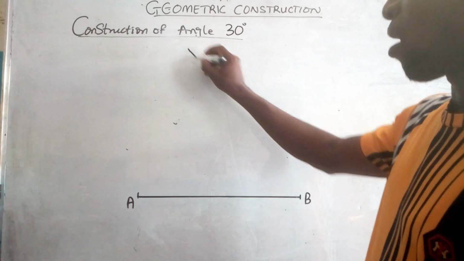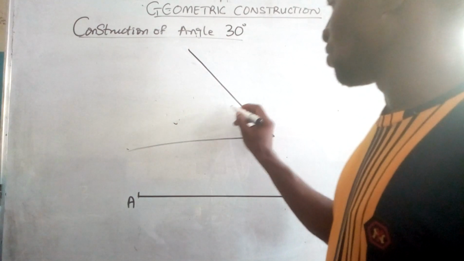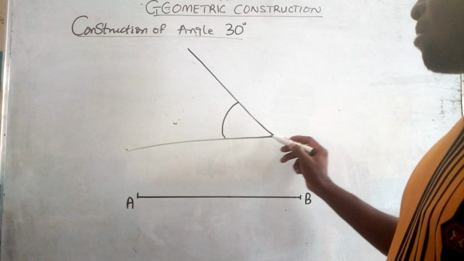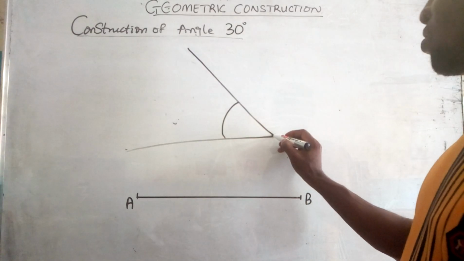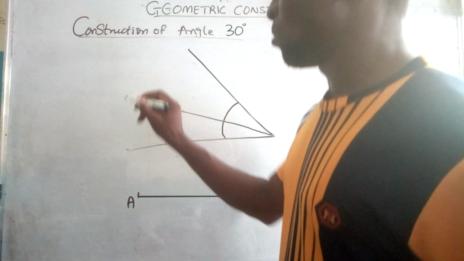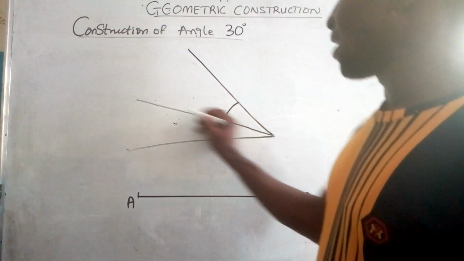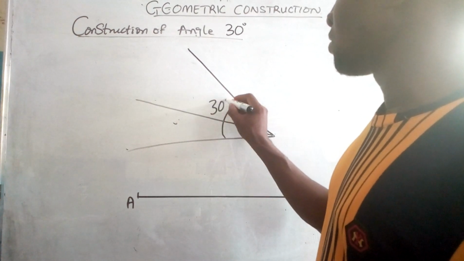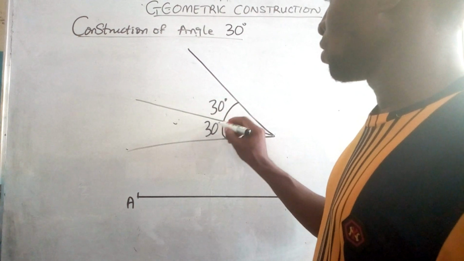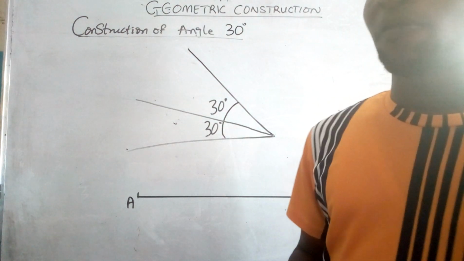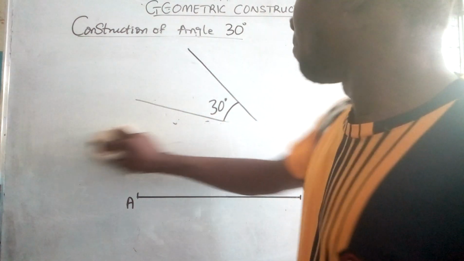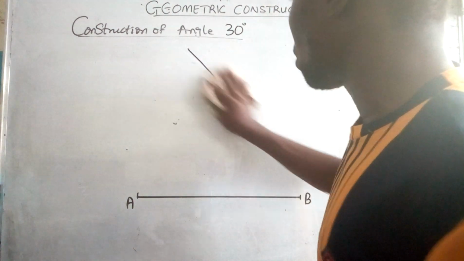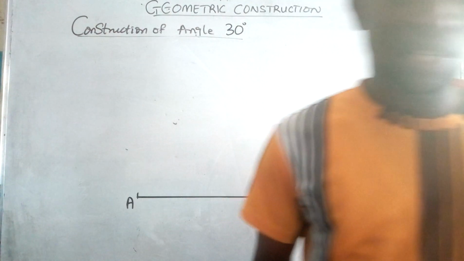For example, you have this as angle 60 degree. To obtain angle 30 degree means to divide this angle 60 degree into two equal parts. That is to say, when you construct the angle in this form, bisecting it means that you are going to have 30 degree here, another 30 degree here. So bisection of an angle means to divide the angle into two equal parts. Now let's get started on the construction of angle 30 degree.